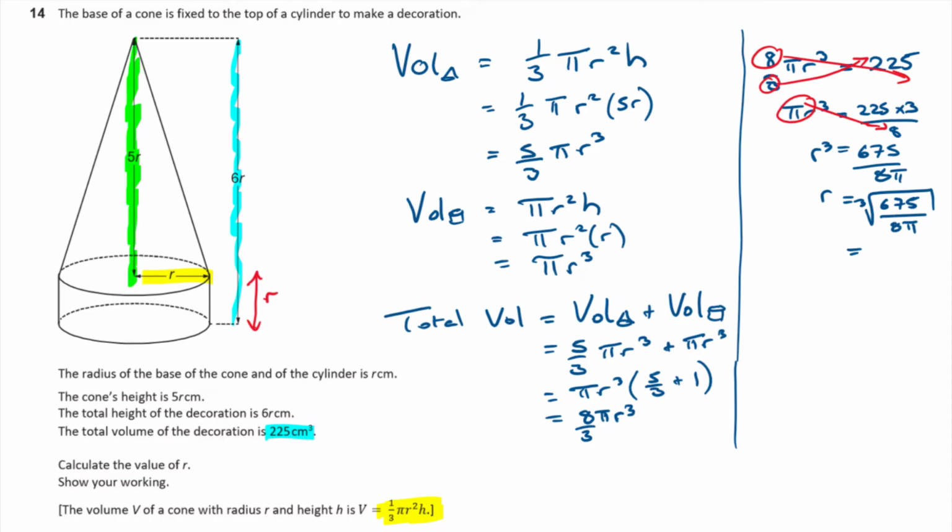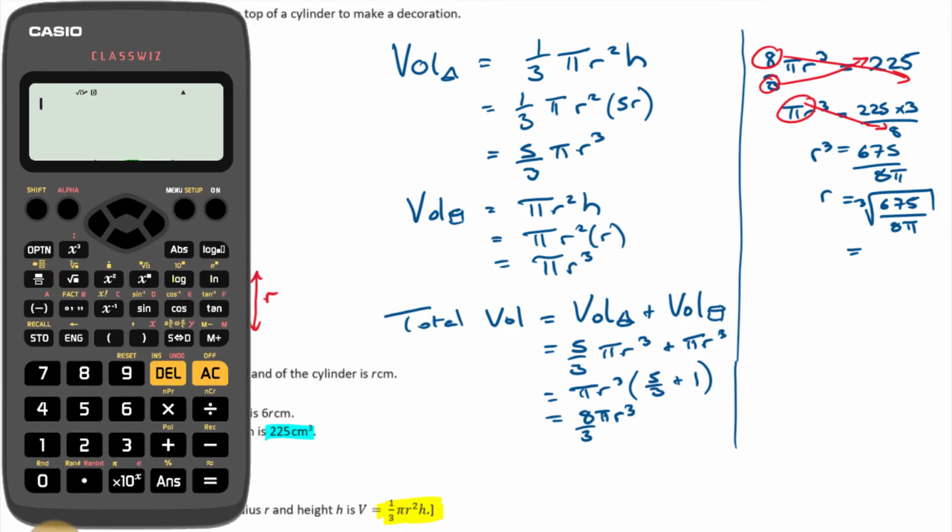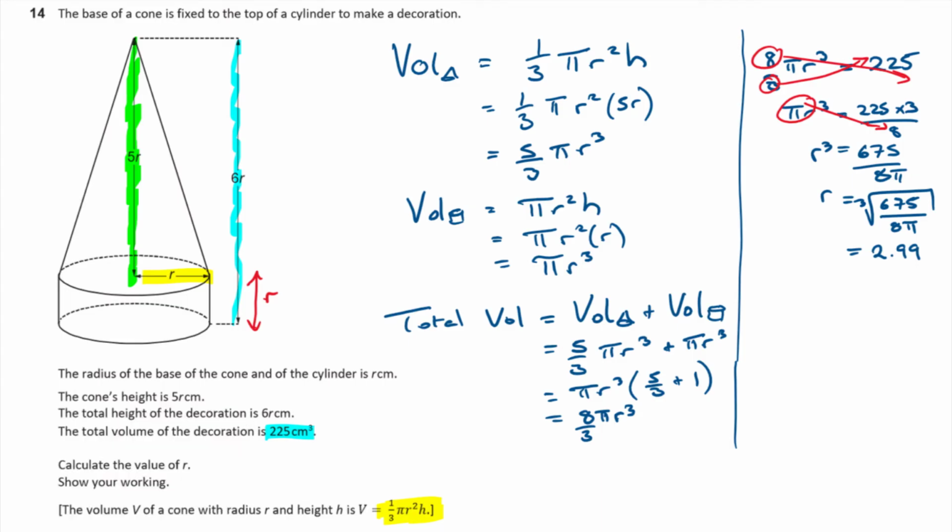Okay, so I'm going to type that horrendous thing into the calculator. So cube root, and then I'm going to use the fraction key, I think, to type this in. So 675 on the top and 8 pi on the bottom. What does that come out to be? That's 2.99 and change, isn't it? I'm going to round it off to 2.99. 2.99 units. It's going to be in centimeters. So r is 2.99 centimeters.